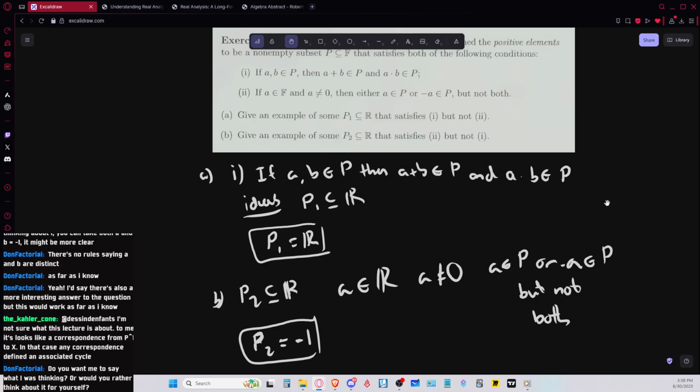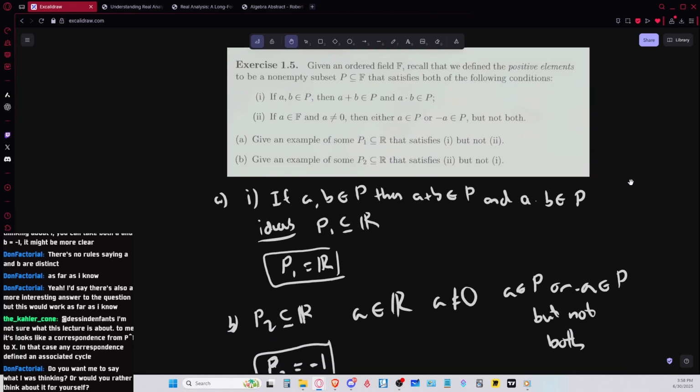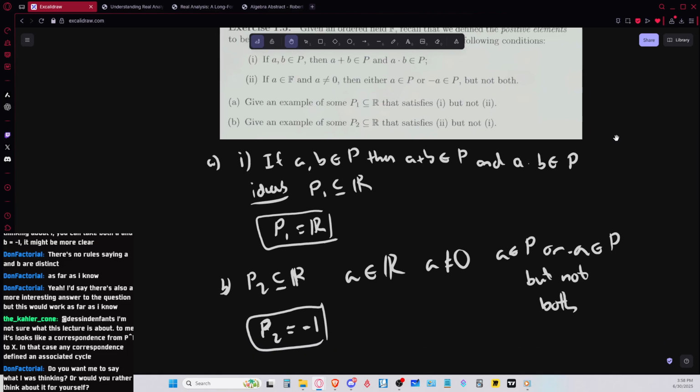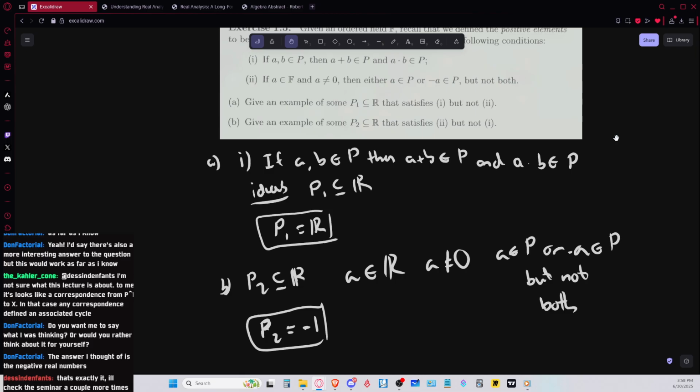Sure, Don, you can explain what you were thinking. Actually, the way you broke it down made more sense, because I wasn't thinking about breaking the positive numbers. I was like, it doesn't really say that in the question. I didn't think about that. That's a pretty interesting idea. The answer I thought of is the negative real numbers. That's exactly it. I'll check the seminar a couple more. Oh, okay. I guess you guys are talking about something else.